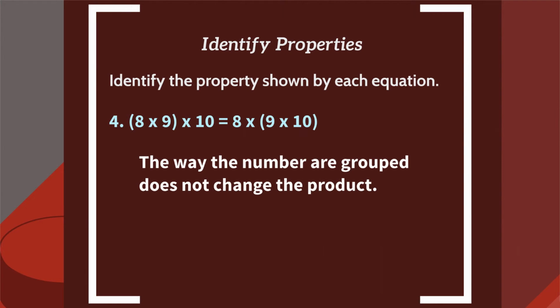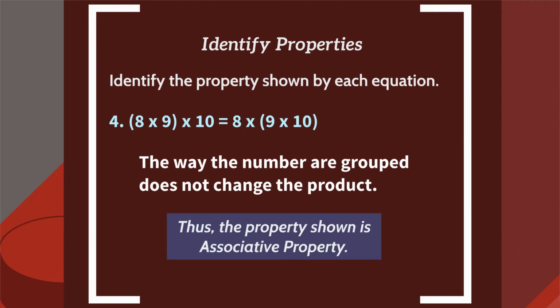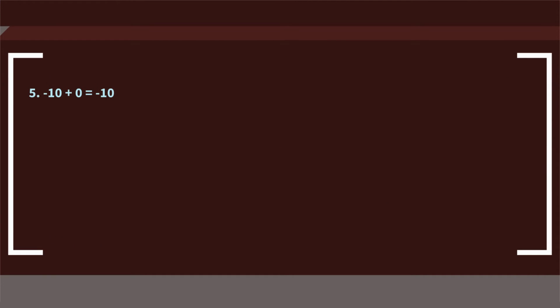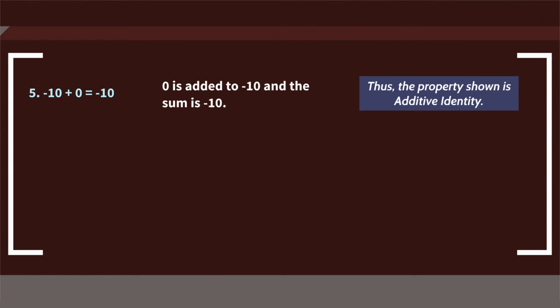As you can see, the way the numbers are grouped does not change the product, because if we're going to simplify the left and right side of the equation, the answer would be the same. Thus, the property shown is the associative property because we're dealing with grouping. That's a hint for you to remember. Let's move to the next equation. -10 plus 0 is equal to -10. 0 was added to -10 and the sum is still -10. This is one of the identity properties, and that is the additive identity.